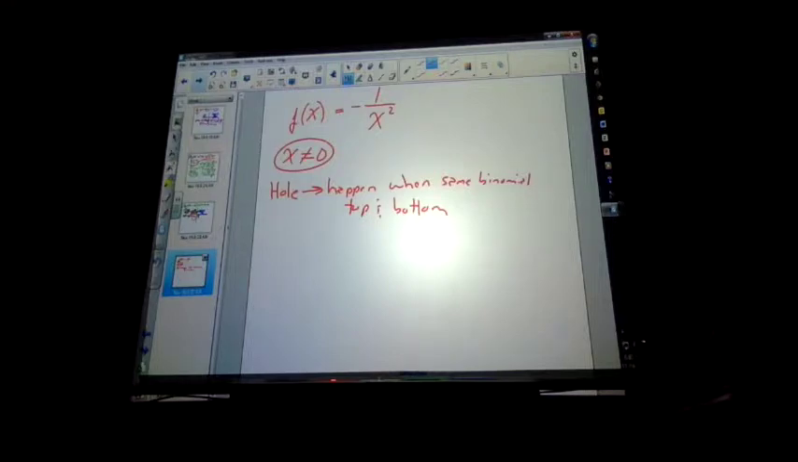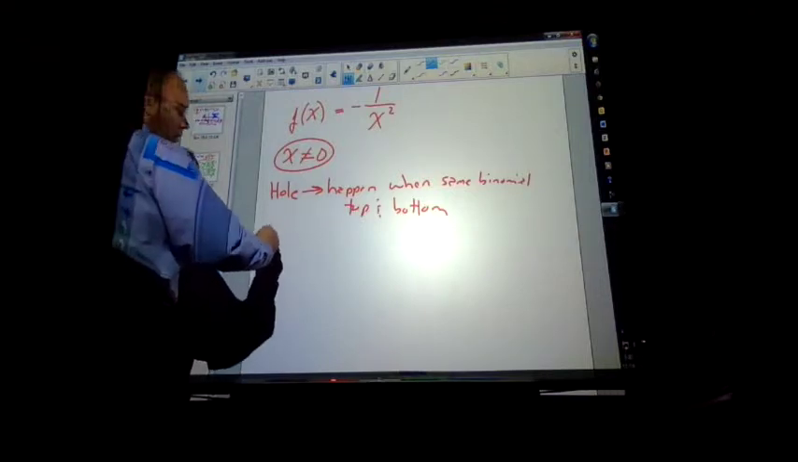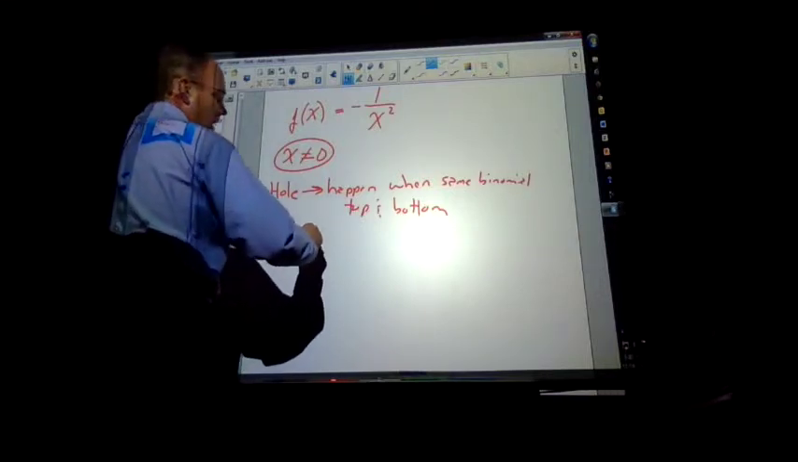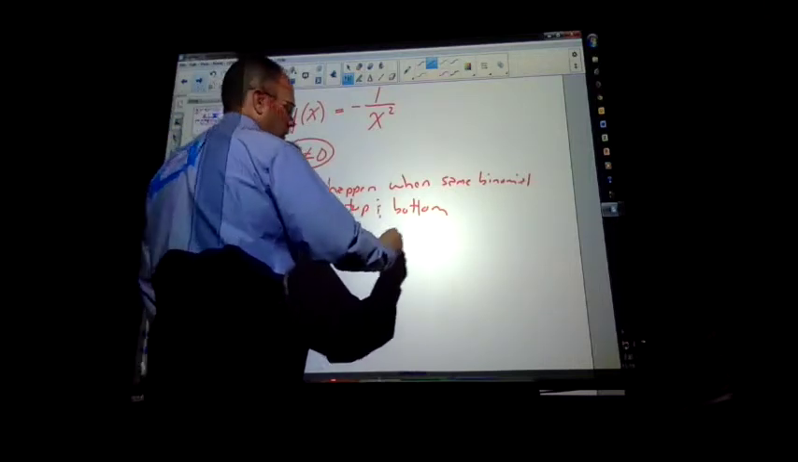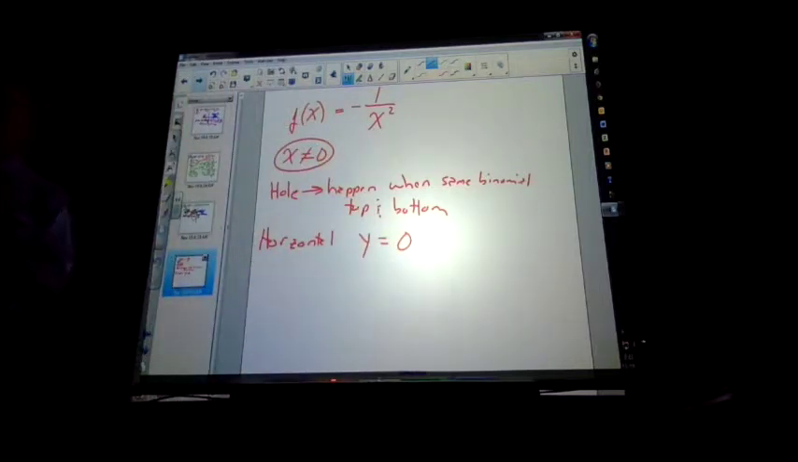Do we have highest degree on top, or highest degree on bottom? Highest degree on bottom. Okay. If the degree on the bottom is larger than the degree on top, you will have a horizontal asymptote of what? Y equals 0. Y equals 0. Good.